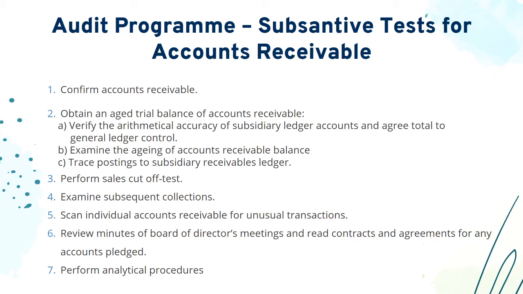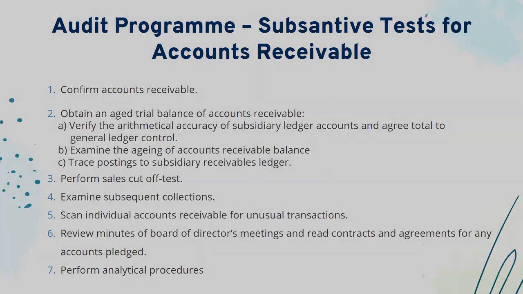So there are 4 steps in the substantive analytical procedures. Number 1 is develop an independent expectation. Number 2, define a significant difference. Number 3, compute difference. And the last one is investigate significant differences and draw conclusion.